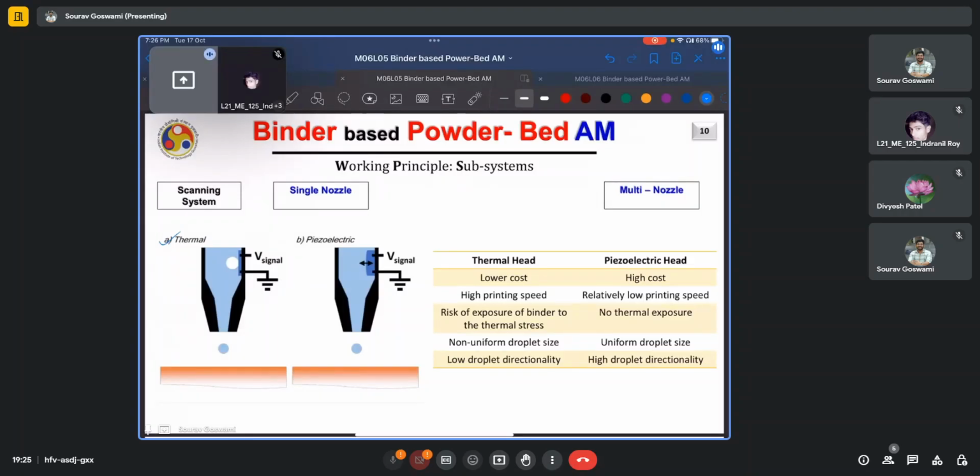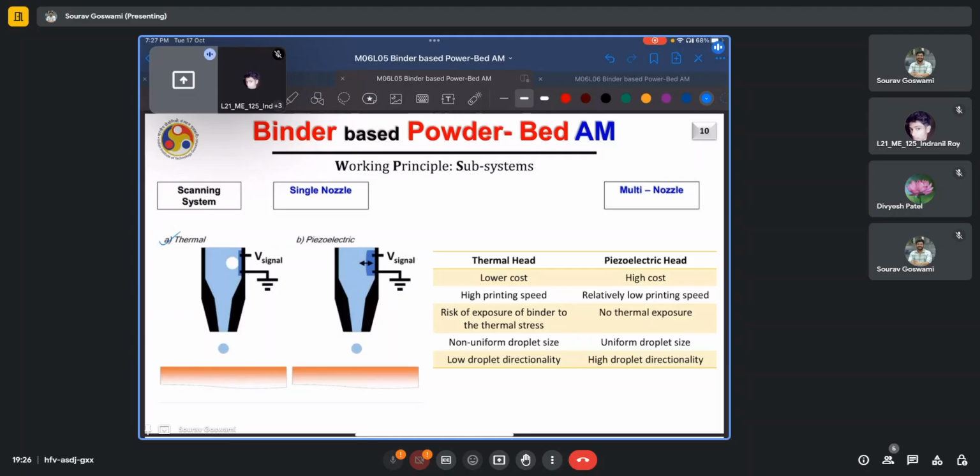Again, the other mechanism can be a piezoelectric mechanism, where when we apply voltage to some piezoelectric material, it induces some stress-based deformation. Because of the deformation, the volume surrounding it would be affected, and that would lead to the ejection of a given volume of binder ink from the nozzle.